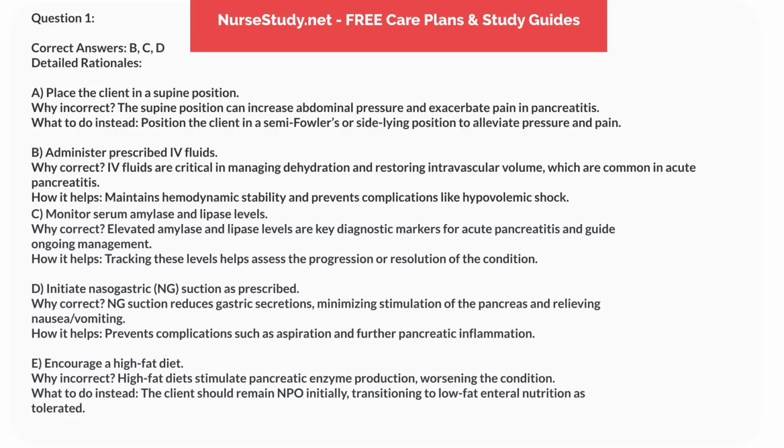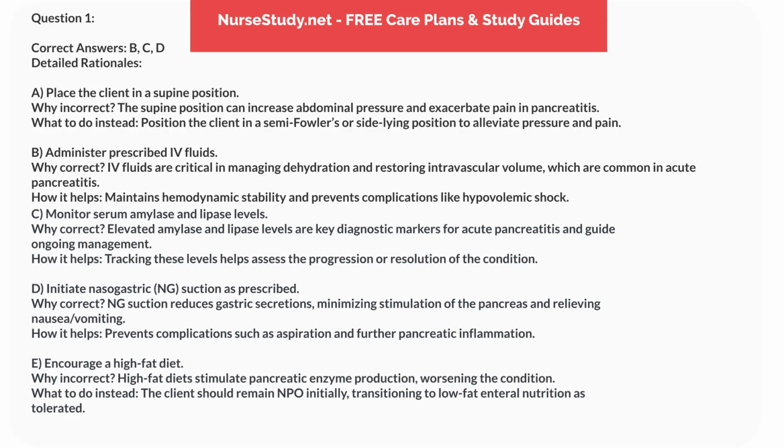C. Monitor serum amylase and lipase levels. Why correct? Elevated amylase and lipase levels are key diagnostic markers for acute pancreatitis and guide ongoing management. How it helps: tracking these levels helps assess the progression or resolution of the condition. D. Initiate nasogastric (NG) suction as prescribed. Why correct? NG suction reduces gastric secretions, minimizing stimulation of the pancreas and relieving nausea/vomiting. How it helps: prevents complications such as aspiration and further pancreatic inflammation.